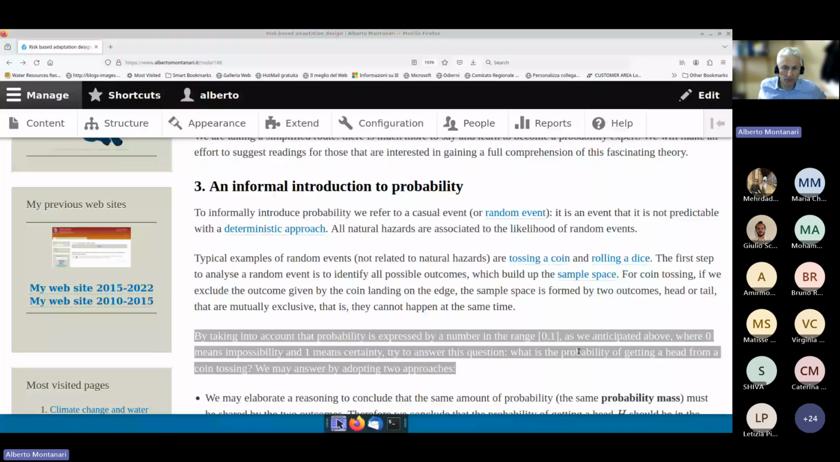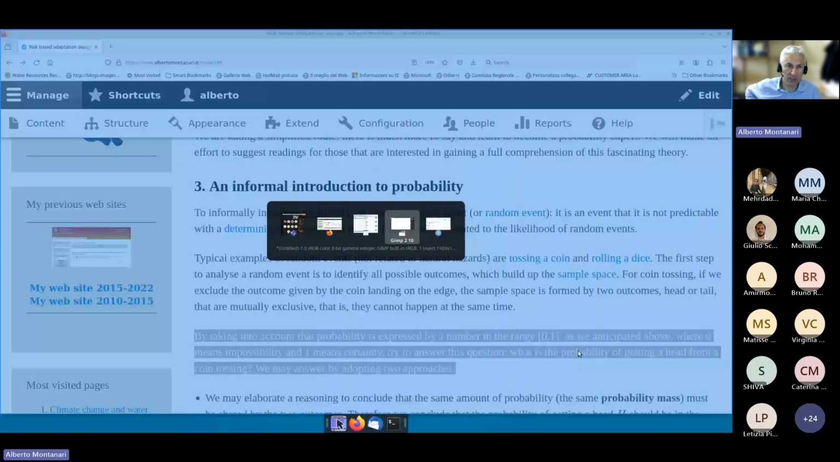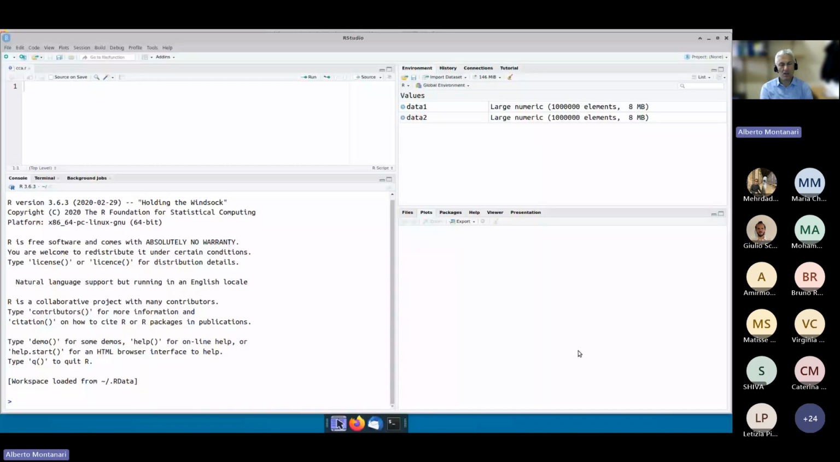Okay, just in order to make the explanation more fun, let me turn to R console, okay, R Studio console. So let me shift the screen. What you see now on my screen is R Studio. I suggested to you to install it. What is the advantage of R Studio with respect to the only R console?